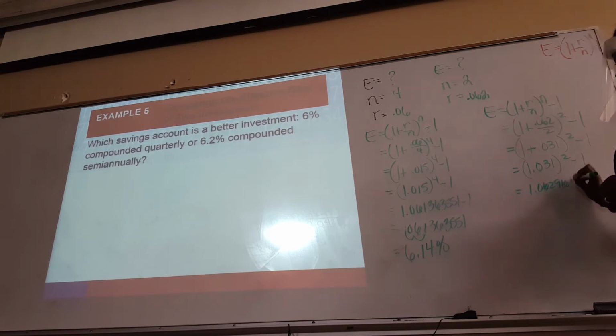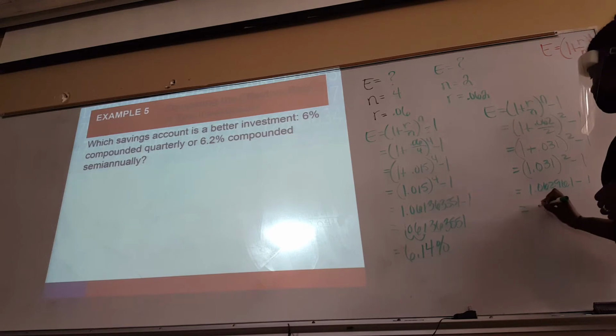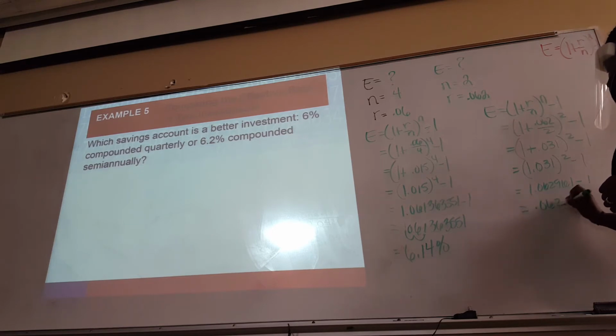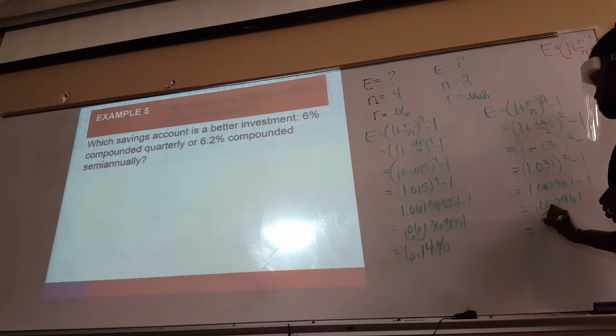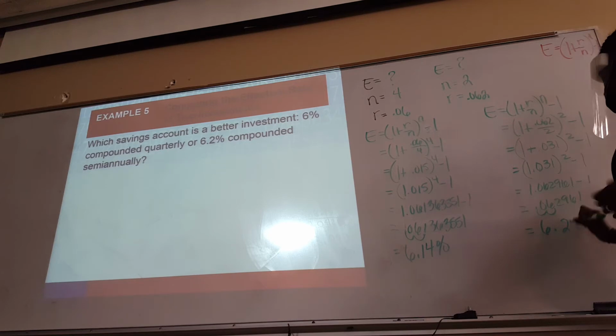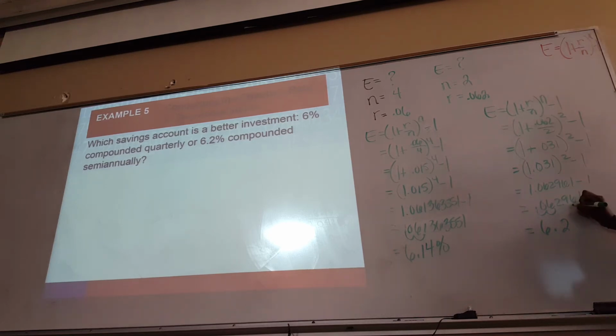1.062961. Minus 1. And we get 0.062961, because it has to be a percent, 2 places to the right. 6 point, since we have to raise this to make that go over, we're going to get 6.3%. Well, we had to round up.